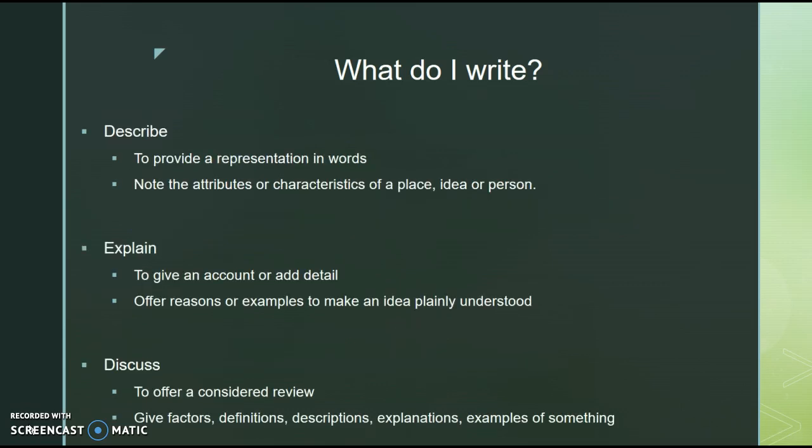We talk about describe. You want to represent something in words. So you're talking about the attributes or the characteristics of that, because this is geography. Really, we're looking at places or ideas, not generally so much people, but could also be theories, right? When we're asking you to explain, you want to give an account of it. You want to add details, right?